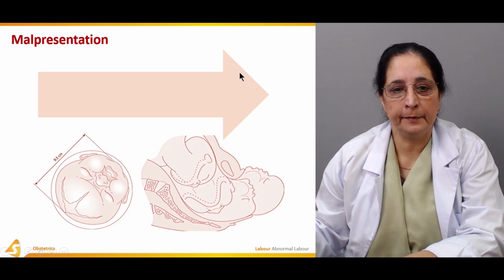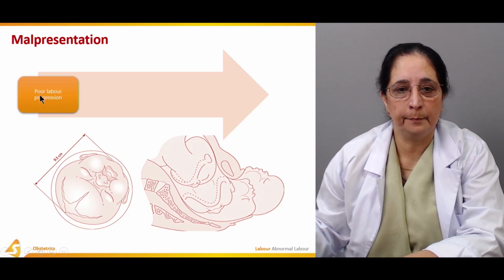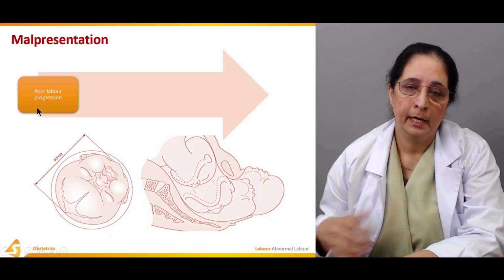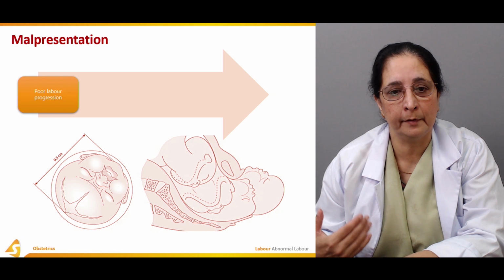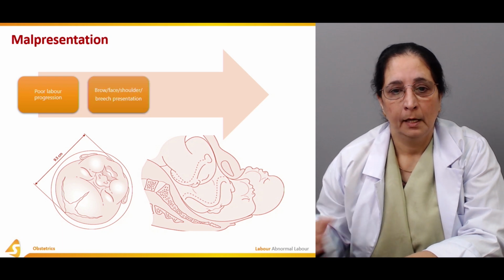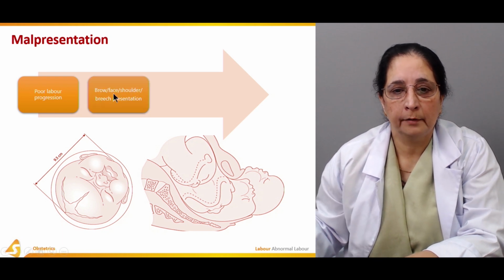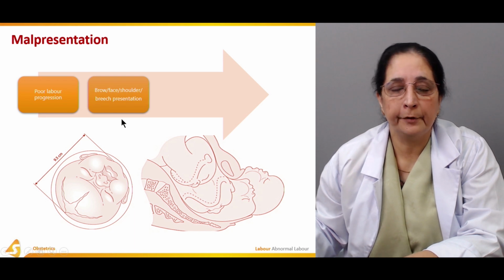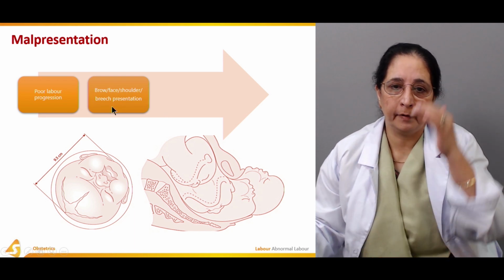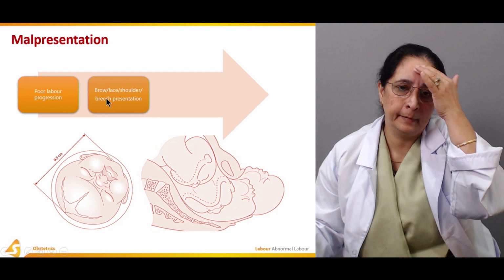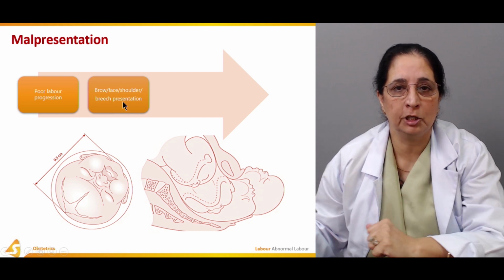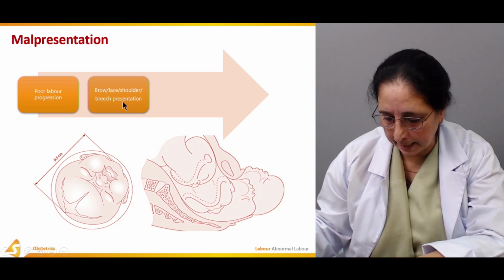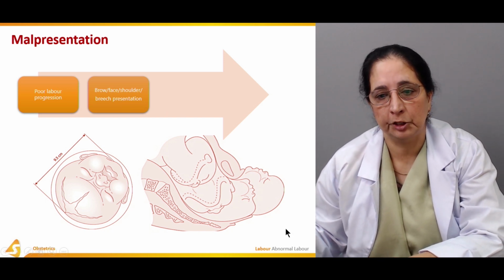Malpresentations: with some malpresentations, we have poor labor progression. If the presentations are not normal, the progress of the labor is poor. It can be brow, face, shoulder, or breech presentation. So brow is the head presentation. It can be the face presentation, shoulder presentation, and breech presentation.